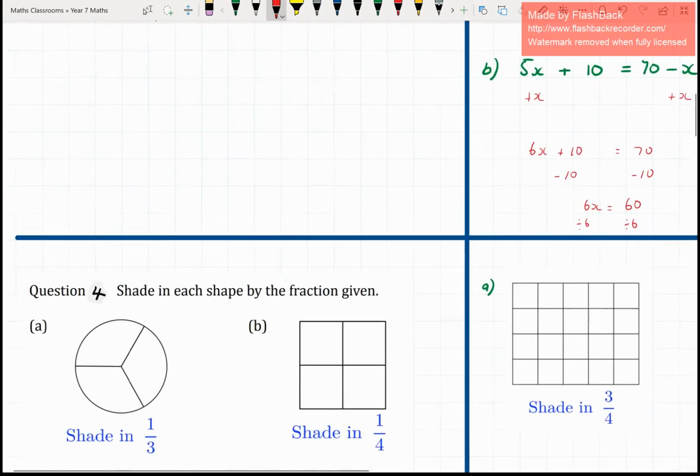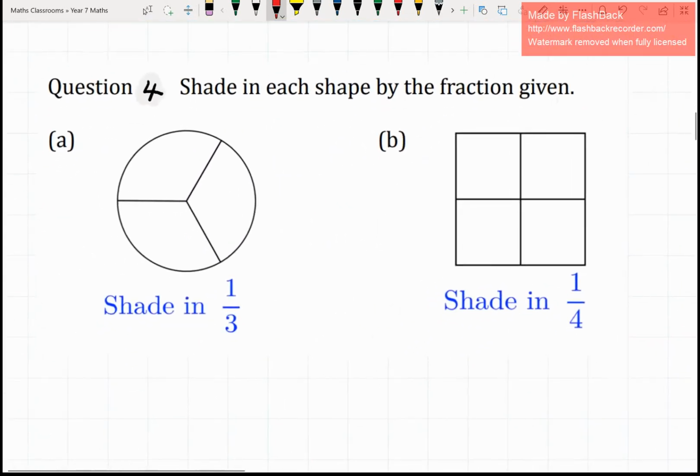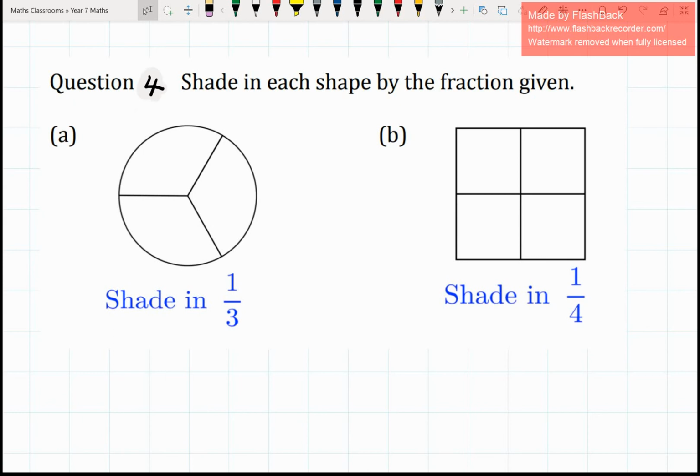Okay, so we've done those now. Now hopefully we've got some nice, easy questions for you. So shade each of the shapes by the fractions given. So I'm going to shade 1/3 of this. So remember, at the moment I've got 3/3, and I just want to shade in one of those. So I'm just going to shade in one like that.